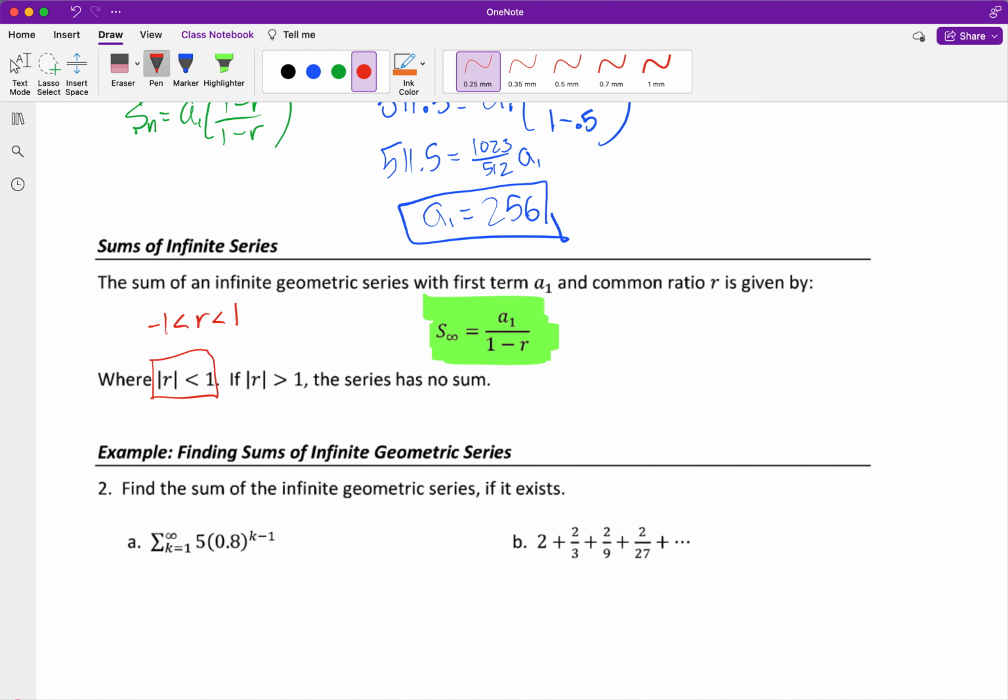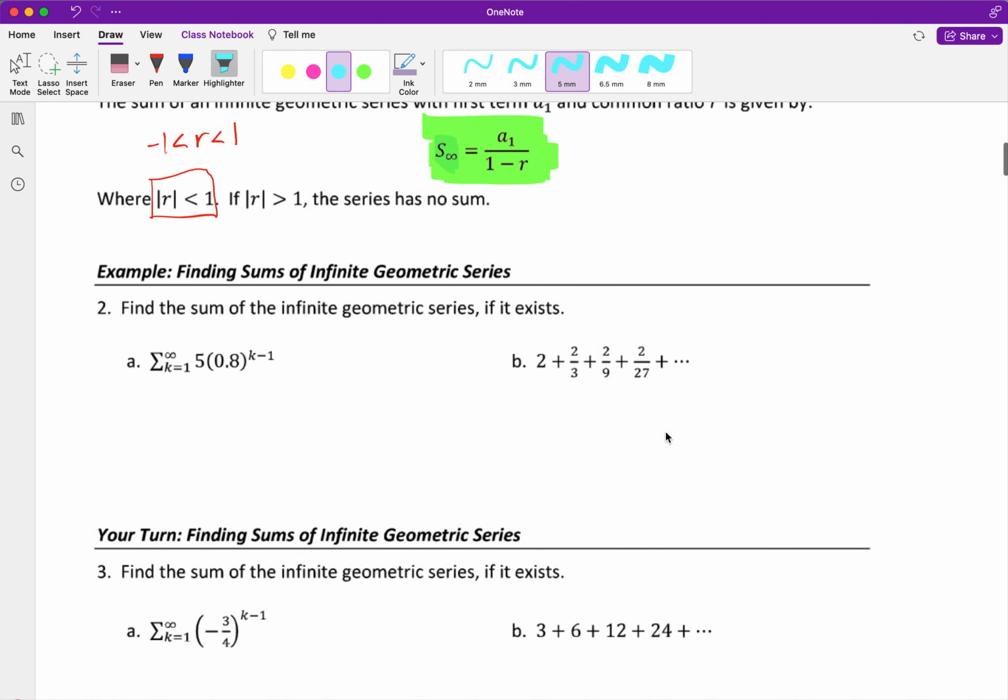If your r value is bigger than 1, then there will be no sum. This is very specifically talking about the infinite series. So we're going to try to figure out if the sum exists, and if it does, what it will be. Find the sum of the infinite geometric series if it exists.